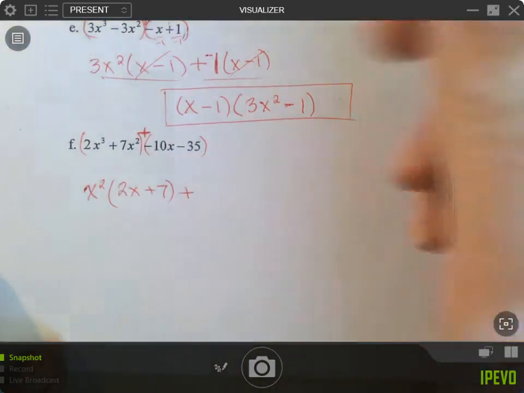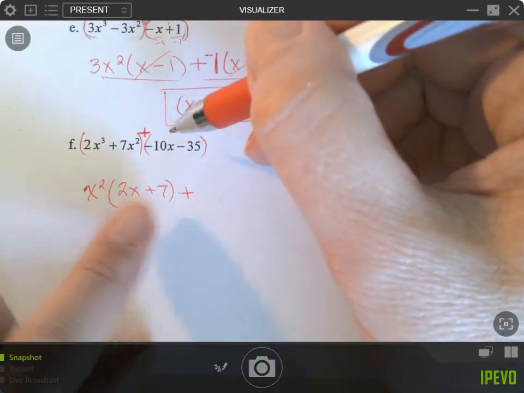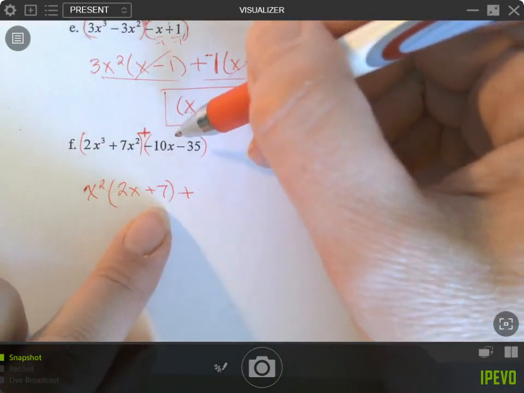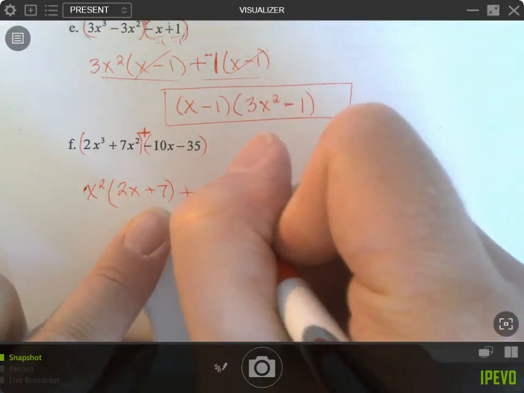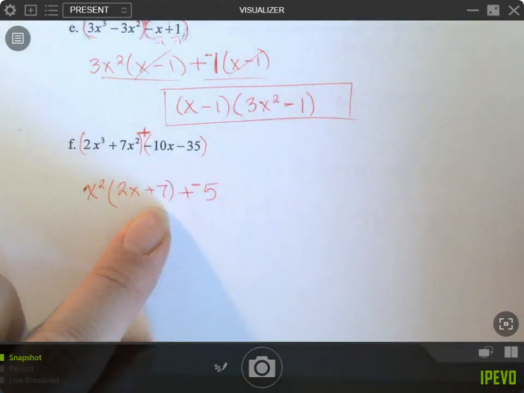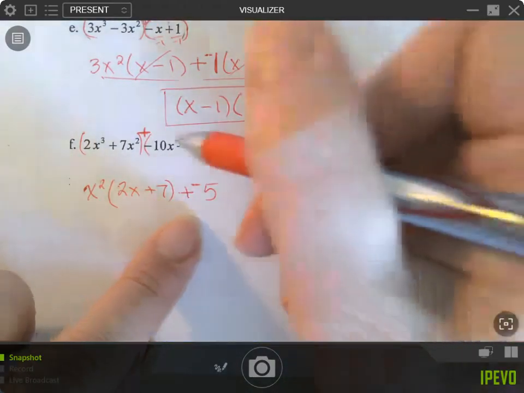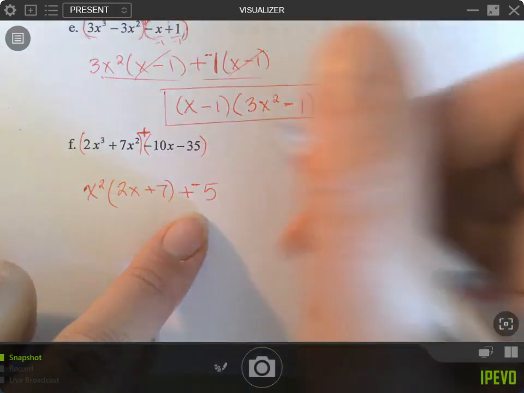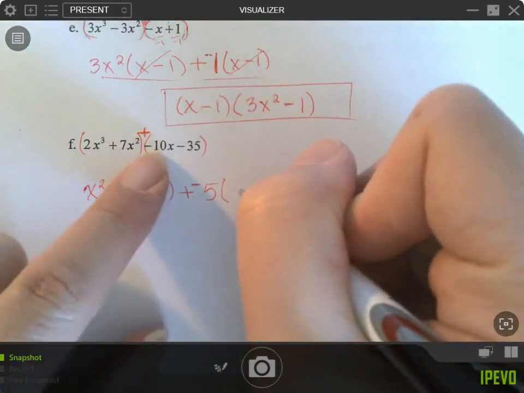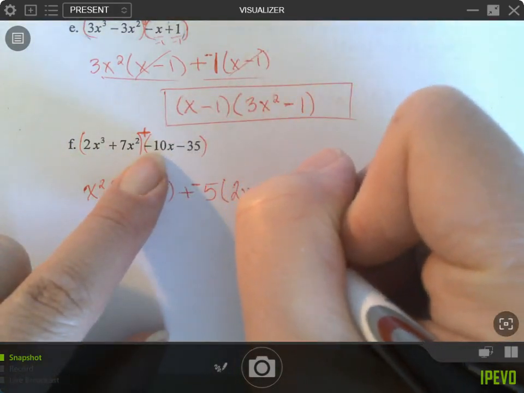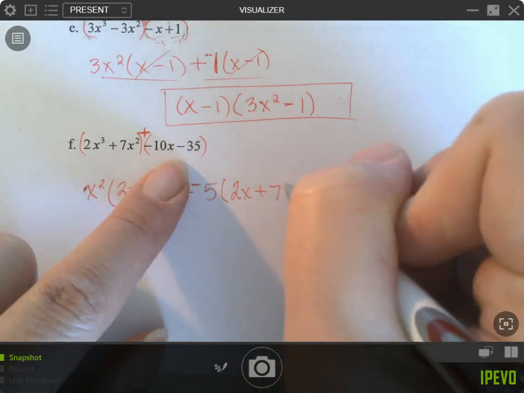Now, if you look inside my parentheses, both terms are positive, a positive x and a positive 7. So not only do I want to take out a 5, but I want to take out a 7. I'm going to go with a negative 5. And if I divide by negative, what happens to sign? It becomes a positive 2 with the x and a positive 7.